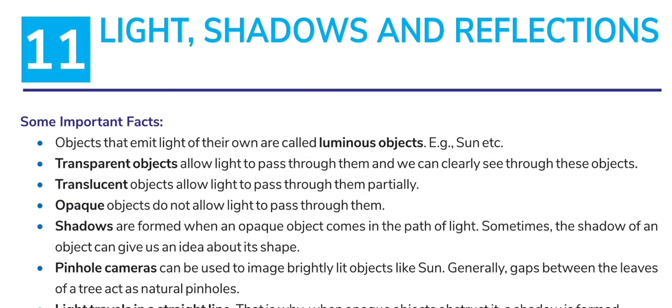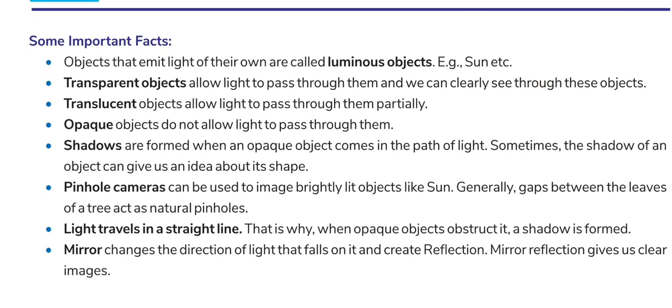Some important facts. Objects that emit light of their own are called luminous objects, e.g., sun, etc. Transparent objects allow light to pass through them, and we can clearly see through these objects. Translucent objects allow light to pass through them partially. Opaque objects do not allow light to pass through them. Shadows are formed when an opaque object comes in the path of light. Sometimes, the shadow of an object can give us an idea about its shape.